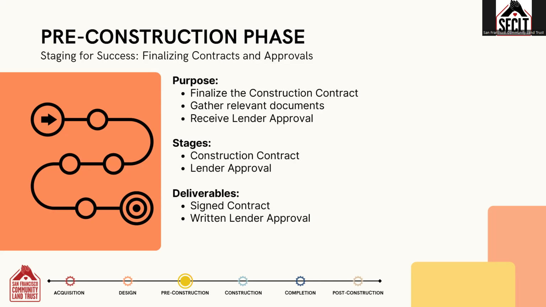The purpose of this phase is to finalize the construction contract, to gather all relevant documents, and to request and receive lender approval to proceed with construction. There are two main stages within the pre-construction phase: the construction contract and lender approval. At the end of the pre-construction phase, the construction manager will have a signed contract in place and will have written approval from the lender.